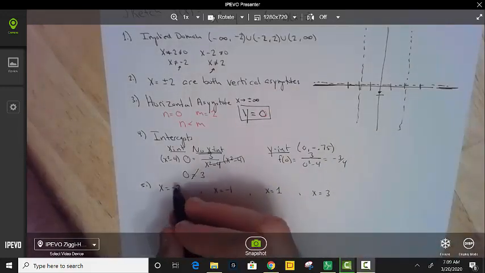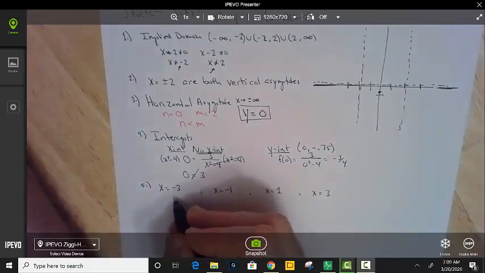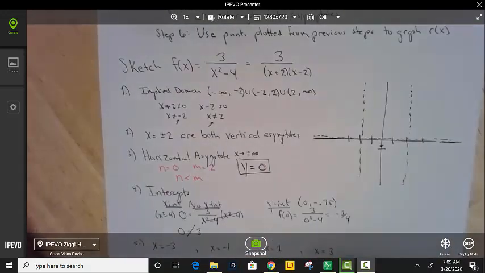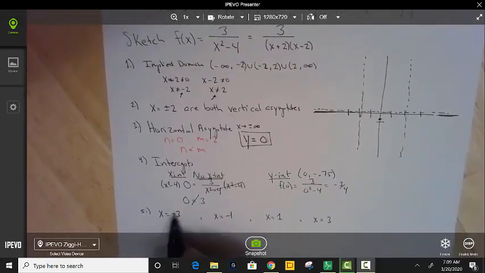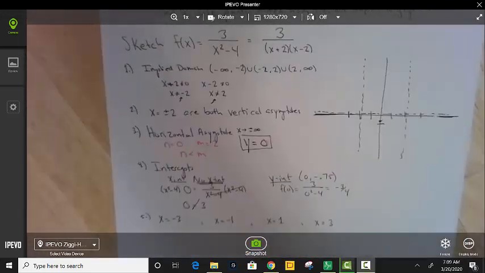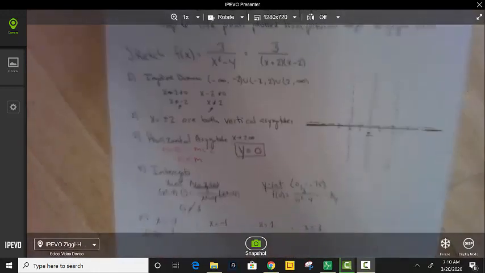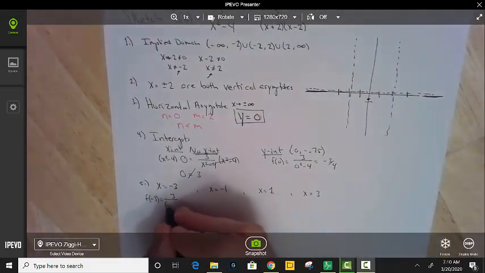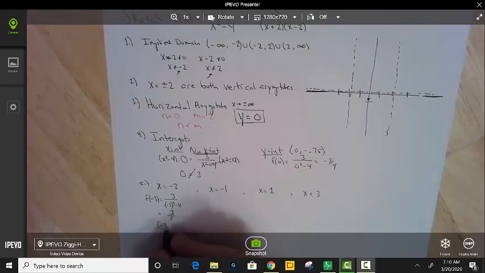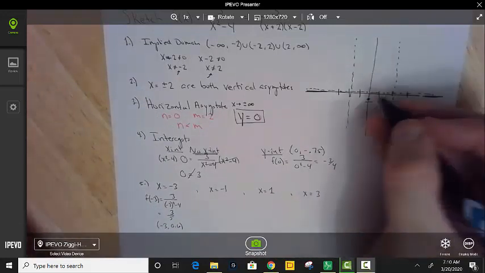And then to plot these, we need to know what their y values are. So we're going to plug each of these values into the function 3 over x squared minus 4. Okay, so f of negative 3 is going to be 3 over negative 3 squared minus 4. And guys, you can do this. That's 3 over 5, right? So that's going to be plotted as the point negative 3, 0.6. So I'm going to come over here to my graph.